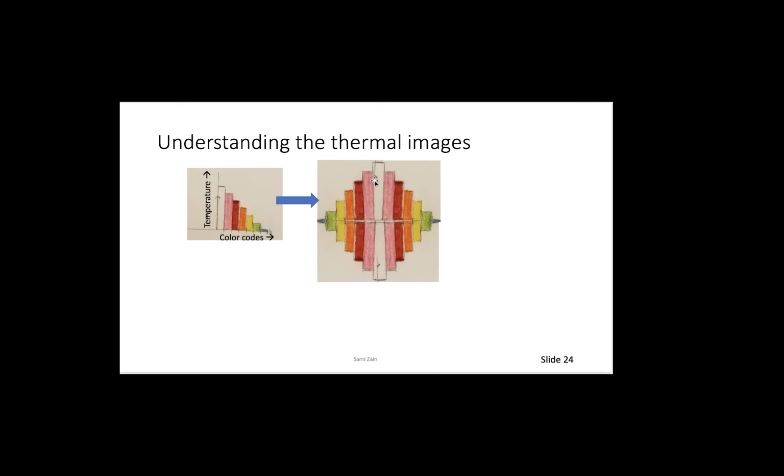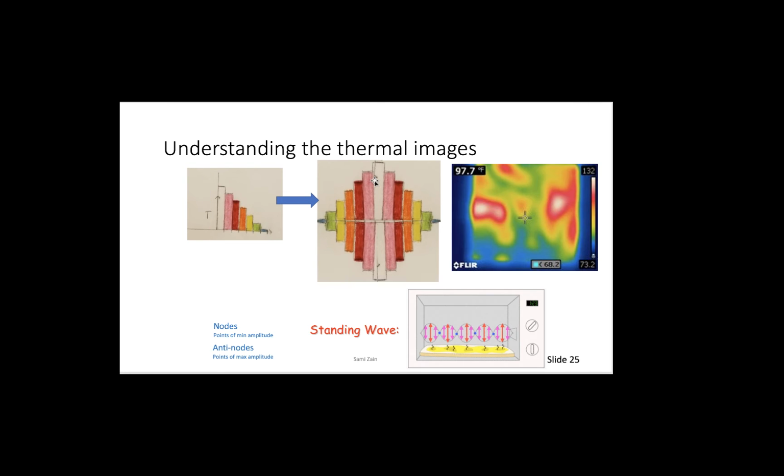Understanding thermal images. It is important to note that each color that shows up on the thermal image correlates to a certain temperature. The larger the bar on the image on the left, the hotter that point is. We believe that the image on the right represents the standing wave in 3D that corresponds to the 2D thermal camera image, which you will see in slide 25. Please turn to slide 25.